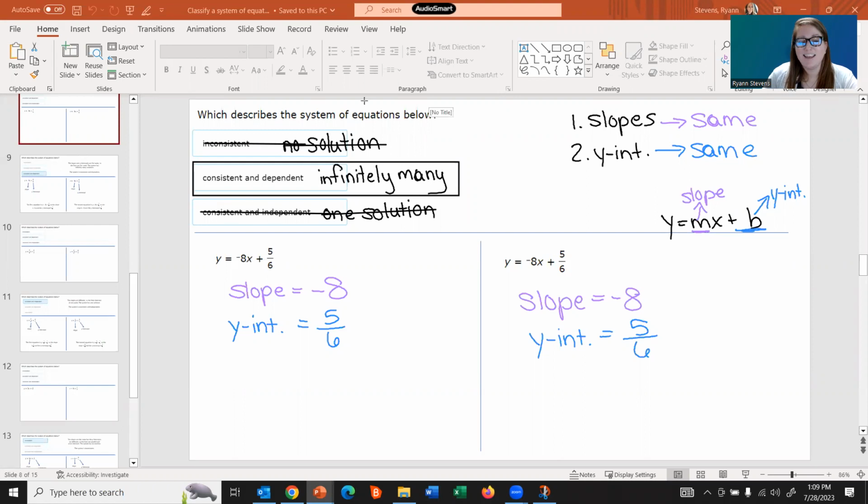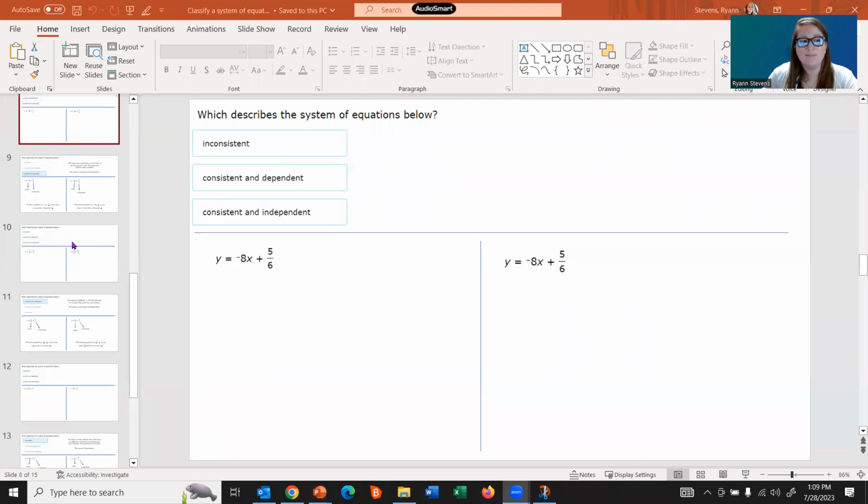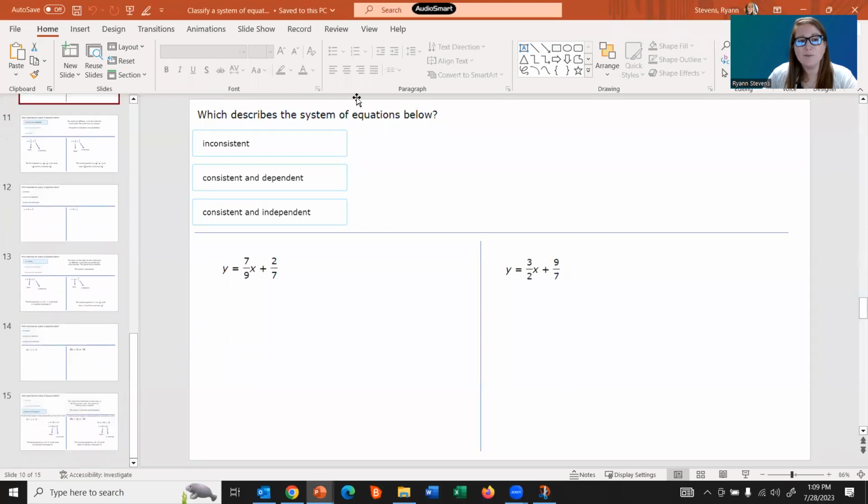All right, let's look at another example here. Got a couple more examples to practice. So which describes the system below? And we have inconsistent or no solution. We have consistent and dependent, which is infinitely many solutions. And we have consistent and independent, which is one solution.